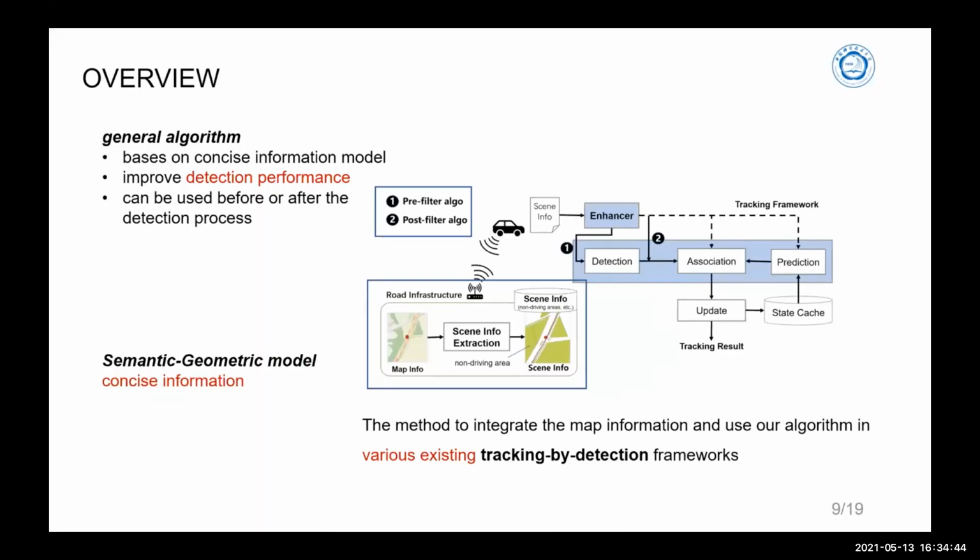Based on our research questions, we explore the utilization of map information in the original tracking system. Specifically, in this paper, we proposed a semantic geometric model to represent the scene information that can be extracted from different format map data. We designed a general algorithm based on the scene information model to improve the detection performance. This algorithm can be used both before or after the detection process. We present the method to integrate the map information and use our algorithm in various existing tracking-by-detection frameworks.